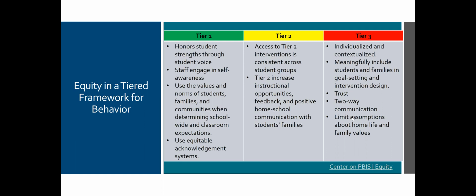And then at tier three, are the supports that we're now offering individualized and contextualized? So, as I mentioned, at tier two, these are more smaller groups of students that have similar needs or strengths. At tier three, now we want to become a lot more intensive for those specific students with very specific needs. Not only that, are we meaningfully including students and families in the goal setting and intervention design that's being decided for tier three?